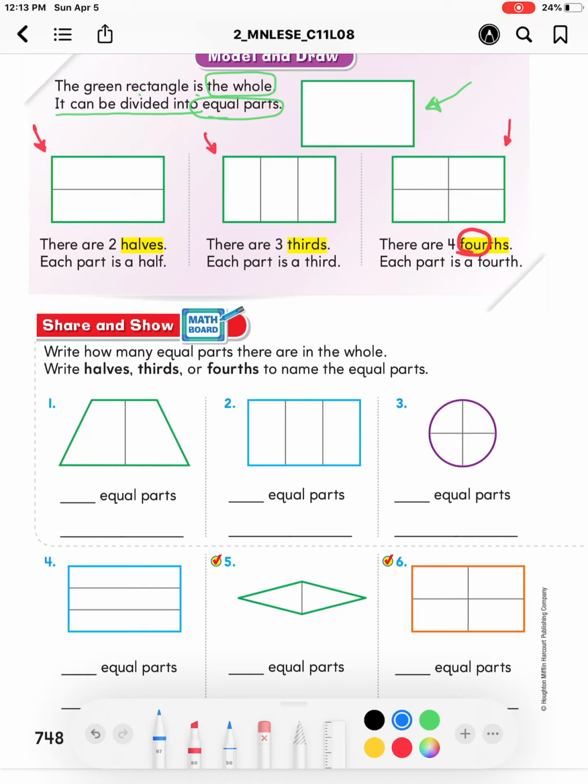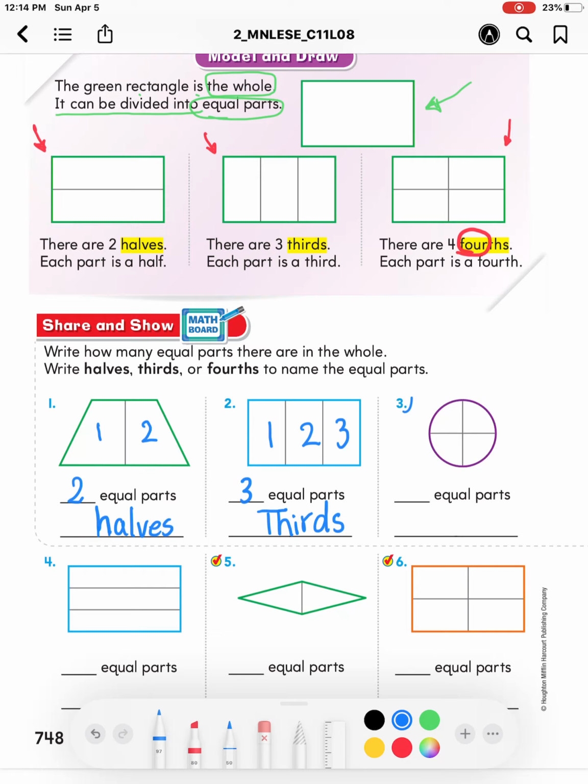Here I have a trapezoid that is divided into how many parts? Let's count together. 1, 2. So here we have two equal parts. And since we have two equal parts, that means we have halves, right? So let's move to the next one. Here we have the whole. It's the blue rectangle. And it's divided into how many parts? Let's count together. 1, 2, 3. 3 equal parts. Which means what? Thirds. Excellent.